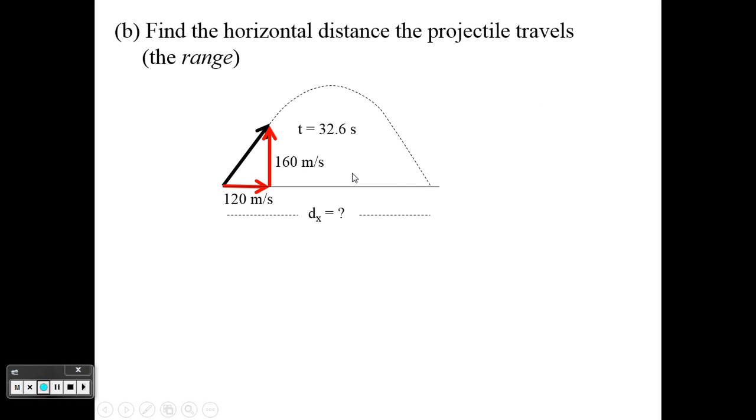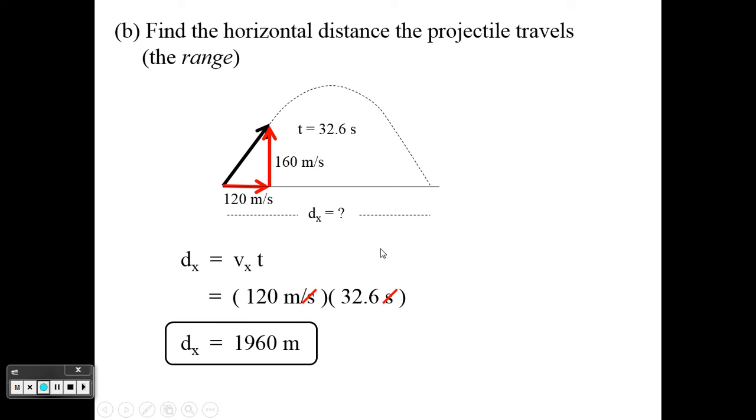Part B. Find the horizontal distance the projectile travels. This is called the range. To find the range, once again, remember, the motion in the horizontal is at constant velocity. So I can use this expression, d equals v times t. V sub x, the speed in the horizontal, is 120 meters per second, and the time is 32.6. So I'm going to plug that in. 120 meters per second times our 32.6 second flight time, and my answer is 1,960 meters.